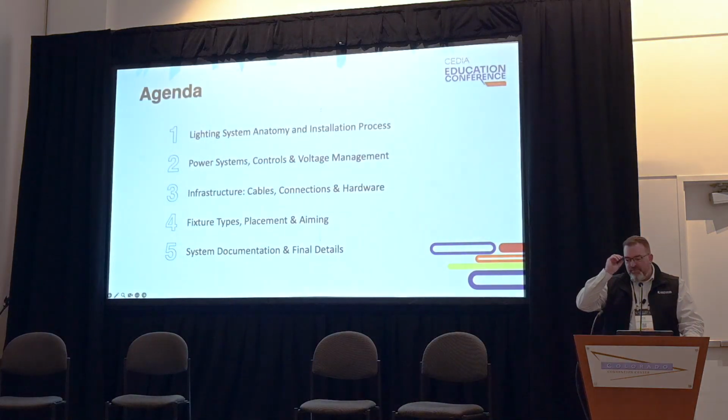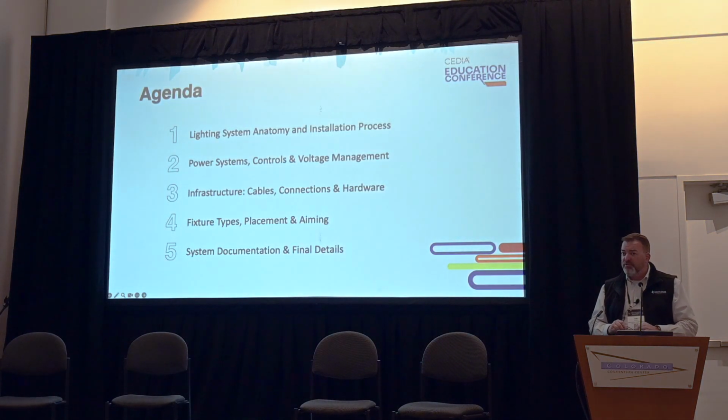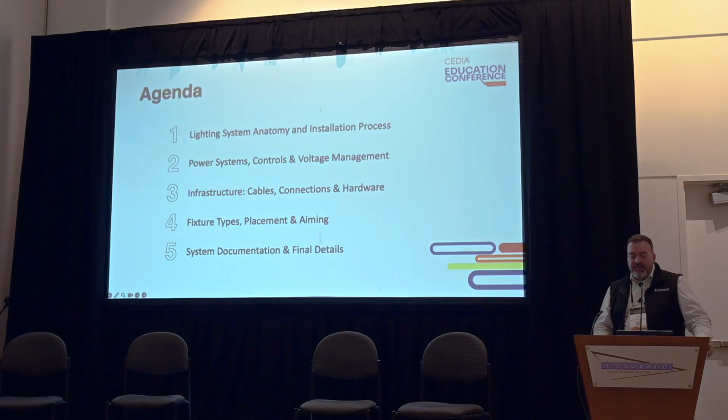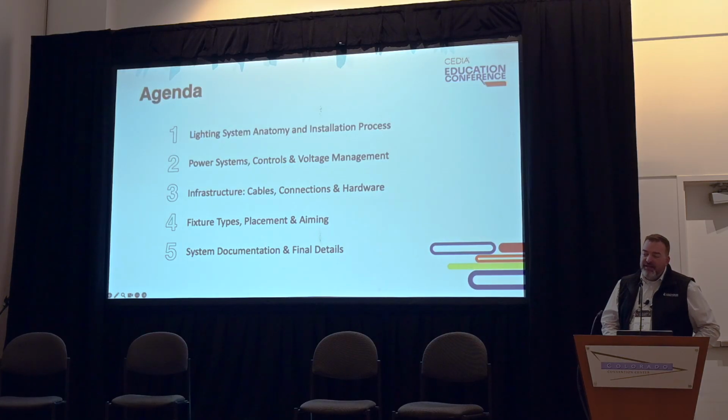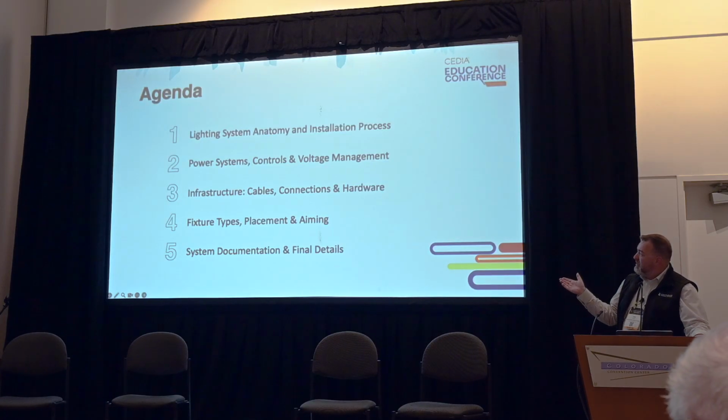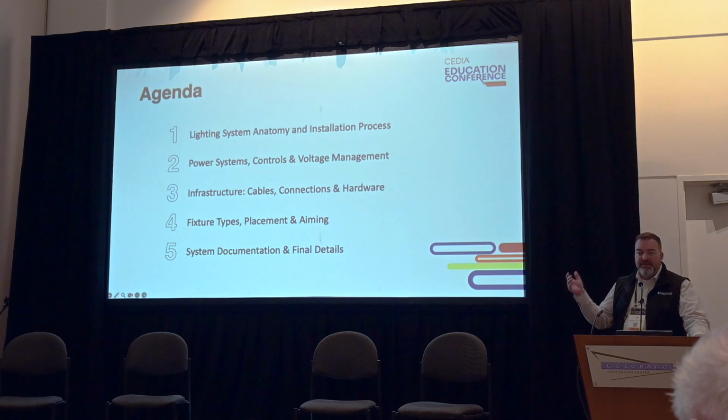So I'm hoping that we're going to be able to help you learn a little bit more, put a few more tools in your toolbox, and empower you to be better at landscape lighting as you get those opportunities. So today we're going to take a look at some of the basics, a lighting system anatomy. And this is landscape lighting 101. So some of you may be familiar with this already. And if it's a rehash of what you already know, that's all right, just ignore it, we'll move on. But we're going to look at a lighting system anatomy and the installation process. Power systems, controls, voltage management, infrastructure cables, connections and hardware, fixture types, placing and aiming, system documentation, the final details. Everything you need to kind of go through an entire installation.